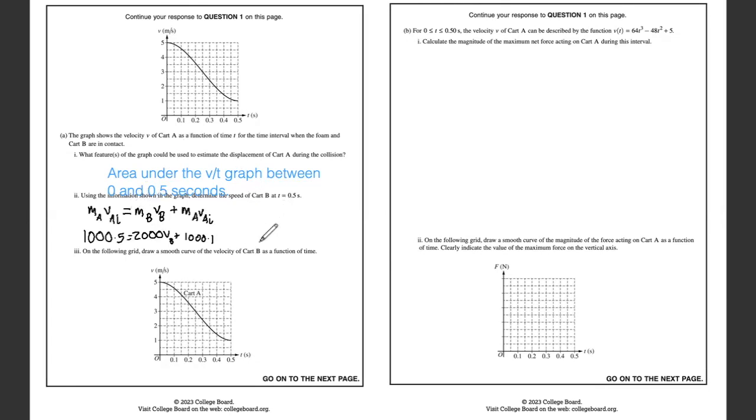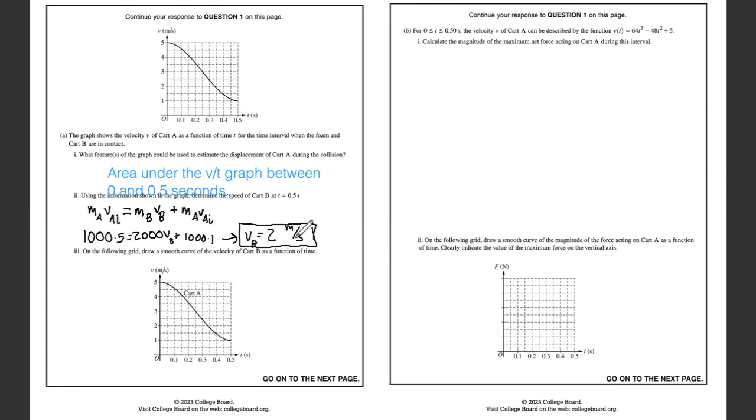Actually, now that I read the question, the graph shows velocity as a function of time, not speed, for cart A. That's important because positive velocity is to the right. So my equation is correct here: 1,000 times 1 plus 2,000 times VB is equal to 1,000 times 5. And that means that VB is indeed equal to 2 meters per second. So VB does end up higher than VA. The speed of cart B is going to be 2 meters per second, and both of them are going to be moving to the right.